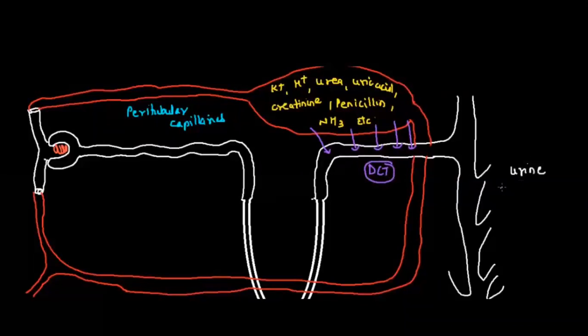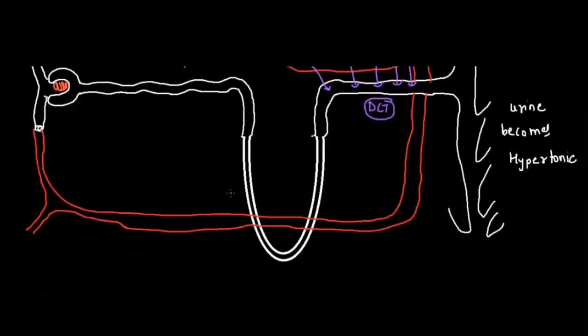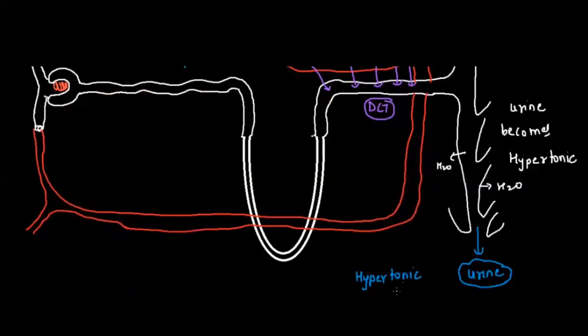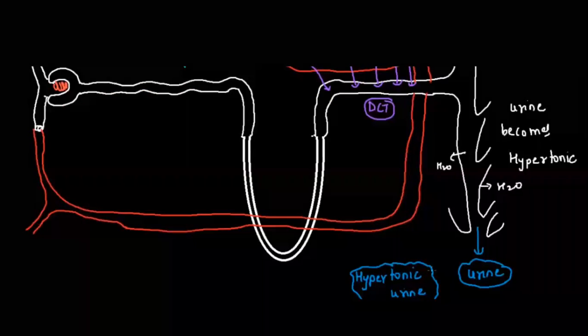So let's understand, the urine here now will become hypertonic. Why will it become hypertonic? The reason is very simple: because of accumulation of more toxic substances. And this is how the urine formation completes. We need to understand that the collecting tubule absorbs more water, making the urine hypertonic as well as concentrated. Hypertonic urine means having less water and more nitrogenous waste. That is what hypertonic urine is.